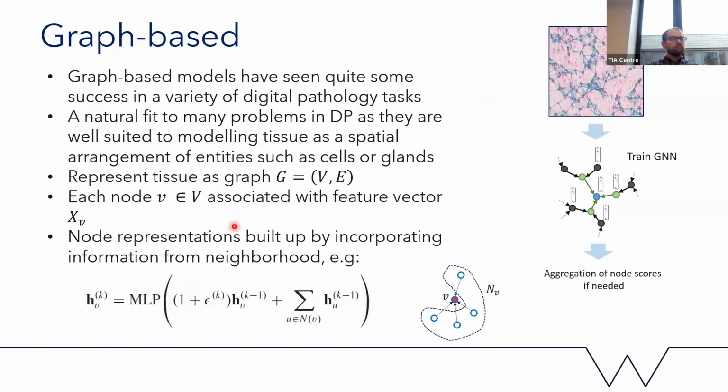And then you have a model which essentially builds node representations by incorporating information from a connected neighborhood around the nodes, iteratively over layers. For example, this is the graph isomorphism convolution. It essentially just combines a central node with its nearby neighbors according to the weight, and then puts it through an MLP.